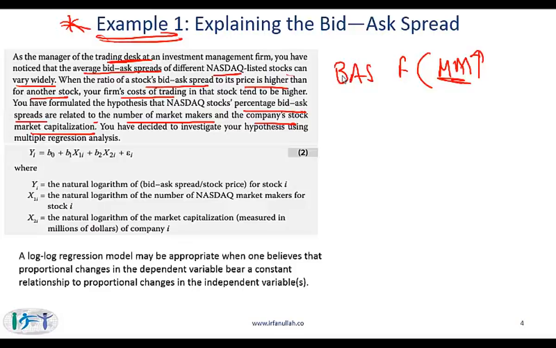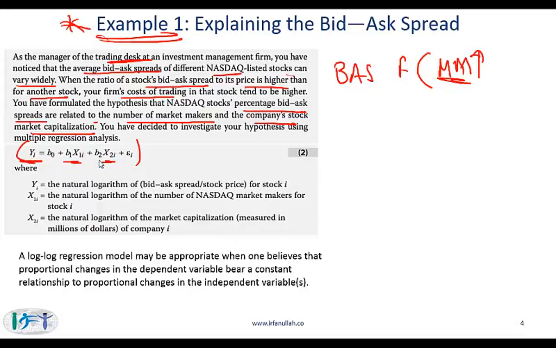Okay, you don't need to really know all this in the context of quant, but you need to know all this as a CFA level 2 candidate. All right, so you come up with a particular specification. You say that your dependent variable depends on these two things. So the bid-ask spread is the dependent variable. It depends on what two things? The number of market makers, and it depends on the market cap.